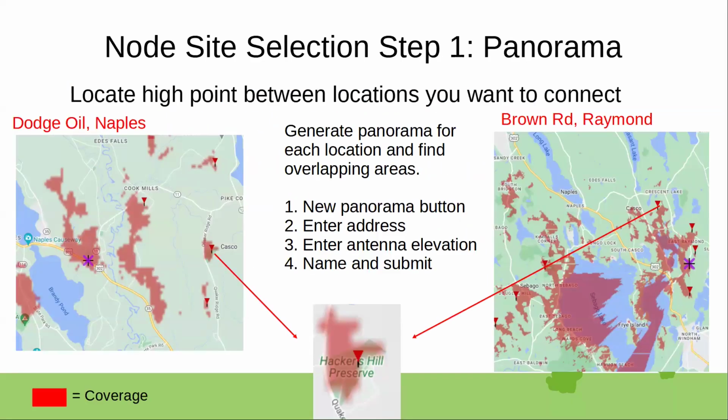This is an example of using those tools. In this scenario, I wanted to connect from the Dodge Oil at the Route 11 302 intersection in Naples back to my house in Raymond. This is theoretical. So how do I do that? I'm going to use this panorama tool to figure out what's a high point that those two places share or can see. In this case, it's Hackers Hill. So let's put a node up on Hackers Hill.